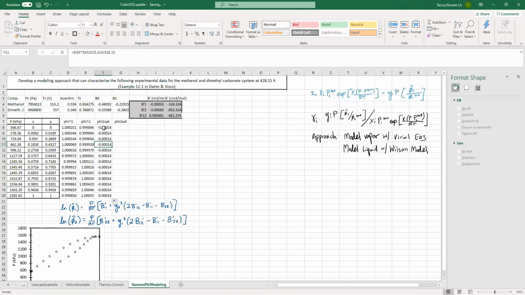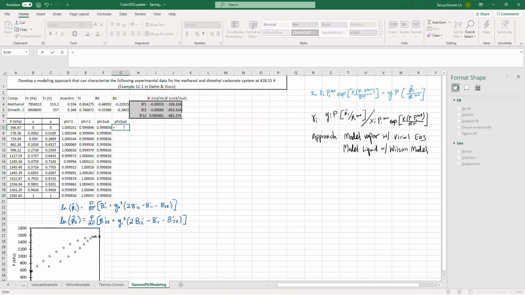Don't like that negative. I've got it. So the negative comes from the B prime 1 being negative, but what I forgot is that I didn't take the exponent. So what I have to do is take the exponent of this. There we go. That makes more sense. Can't forget about the exponents. So you've got to bring the exponent over to the other side.